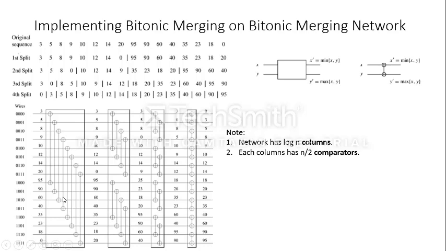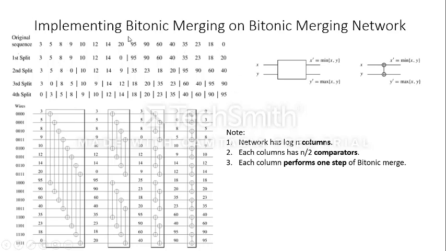You can recall from the previous diagrams, the outline of the figure, that there are an equal number of comparators in each column. So here you can observe that there are 8 comparators in column 1, 8 comparators in column 2, 8 comparators in column 3, and 8 comparators in column 4. Now each column has n by 2 comparators, so there are 16 elements. So 16 by 2 is 8 comparators. Now each column performs one step of the Bitonic merging.